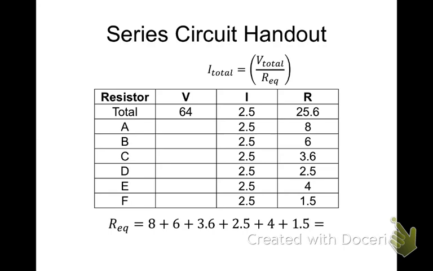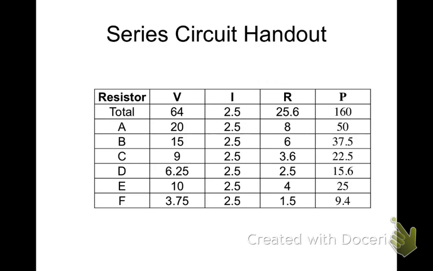Then I just say I times R is V. So 8 times 2.5 is 20, and 6 times 2.5 is 15, all the way down. If I want to check that I'm right, I add up voltages A through F, and I get 64. Now, calculating power, I just multiply V times I, or if you want, I squared R or V squared over R, any combination of those.